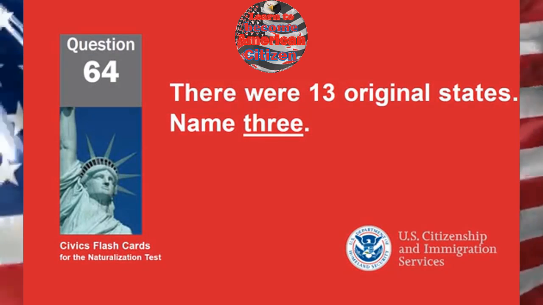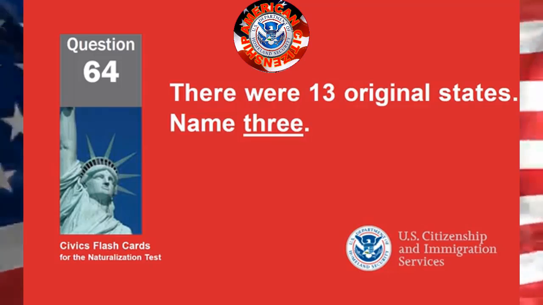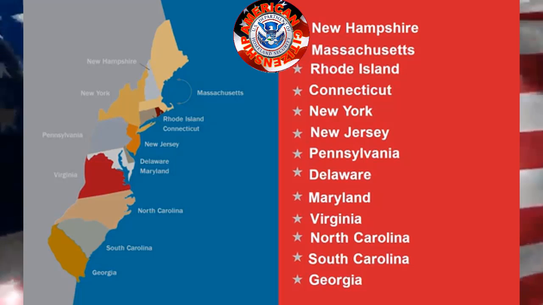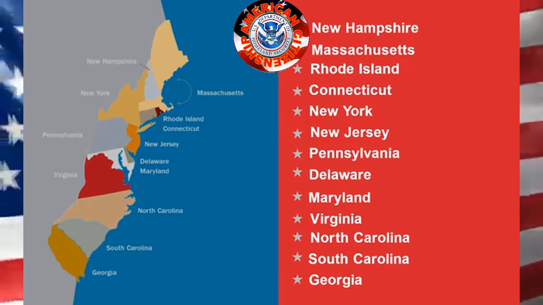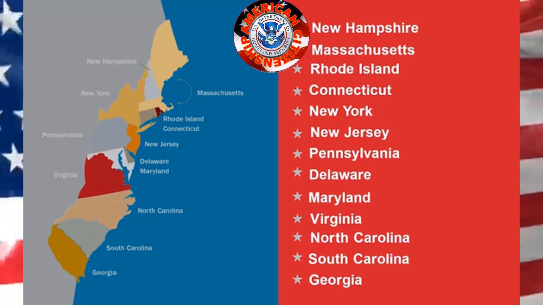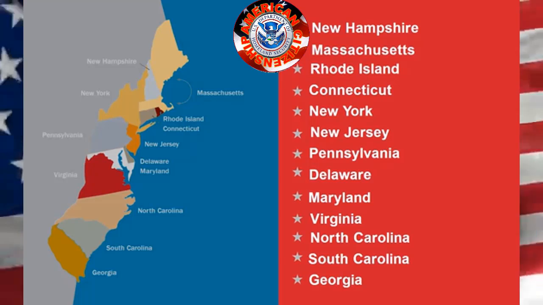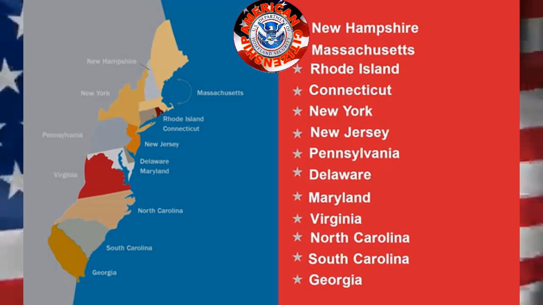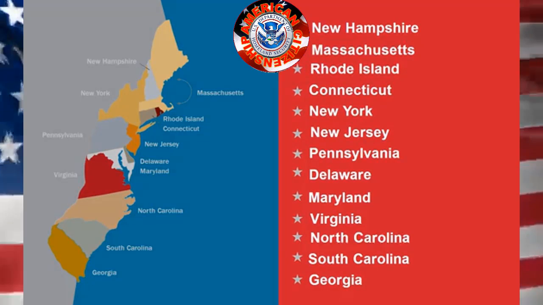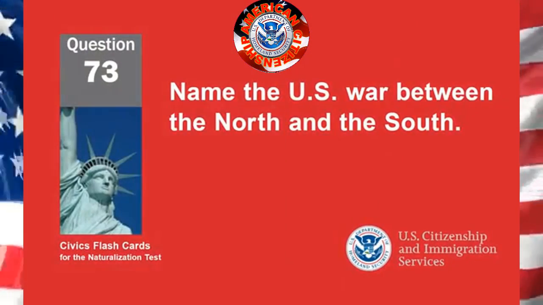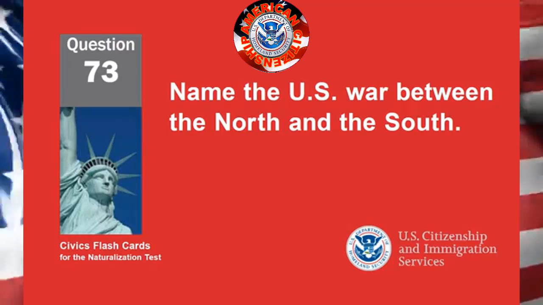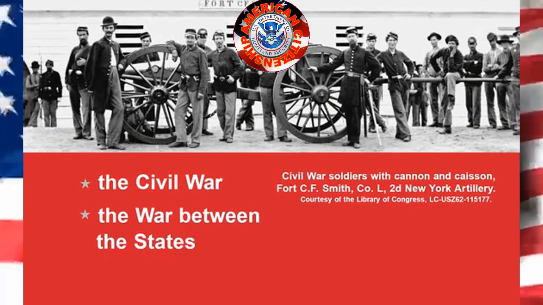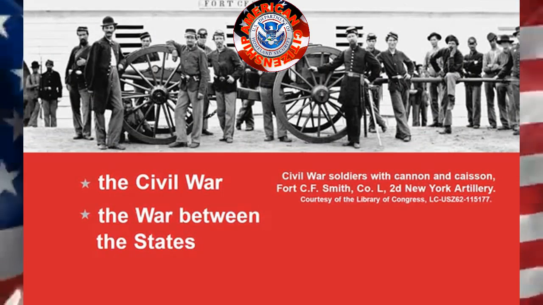There were 13 original states. Name 3. New Hampshire, Massachusetts, Rhode Island, Connecticut, New York, New Jersey, Pennsylvania, Delaware, Maryland, Virginia, North Carolina, South Carolina, Georgia. Name the U.S. war between the North and the South. The Civil War, the war between the states.